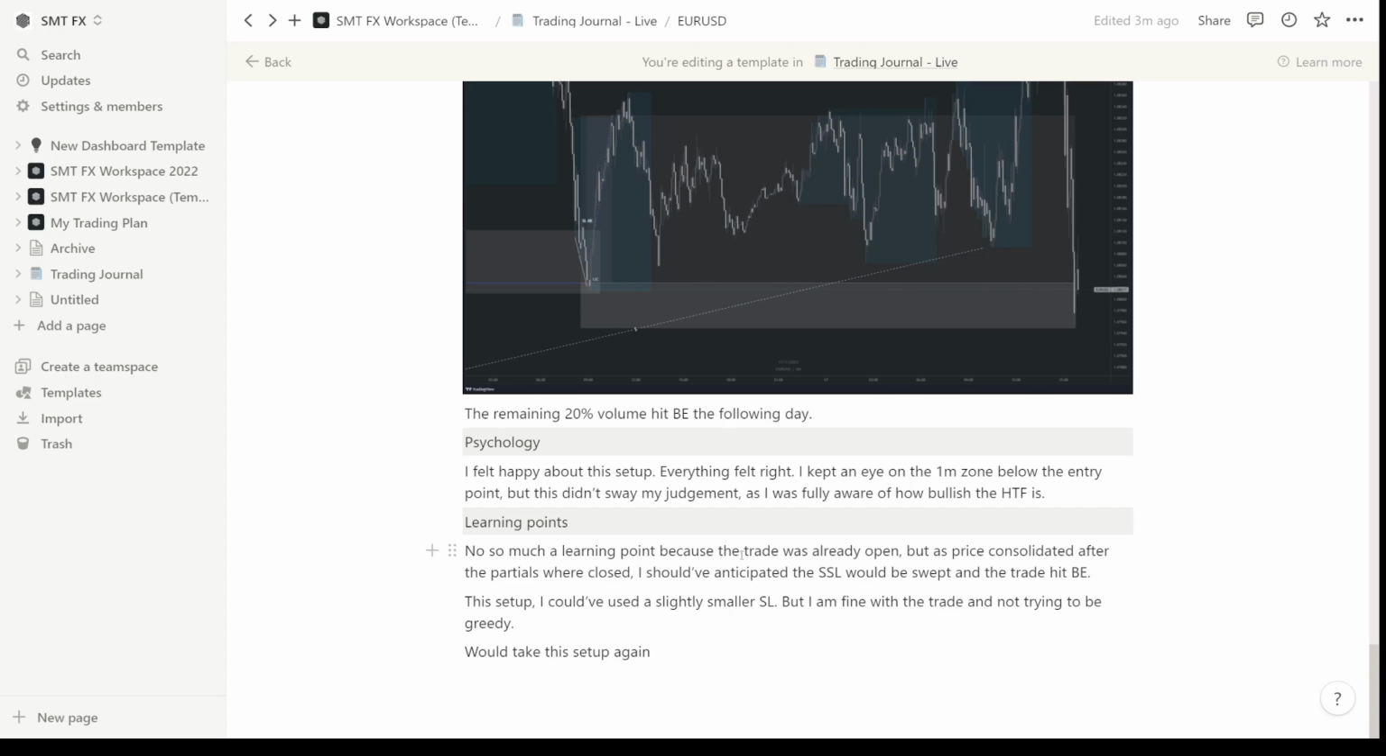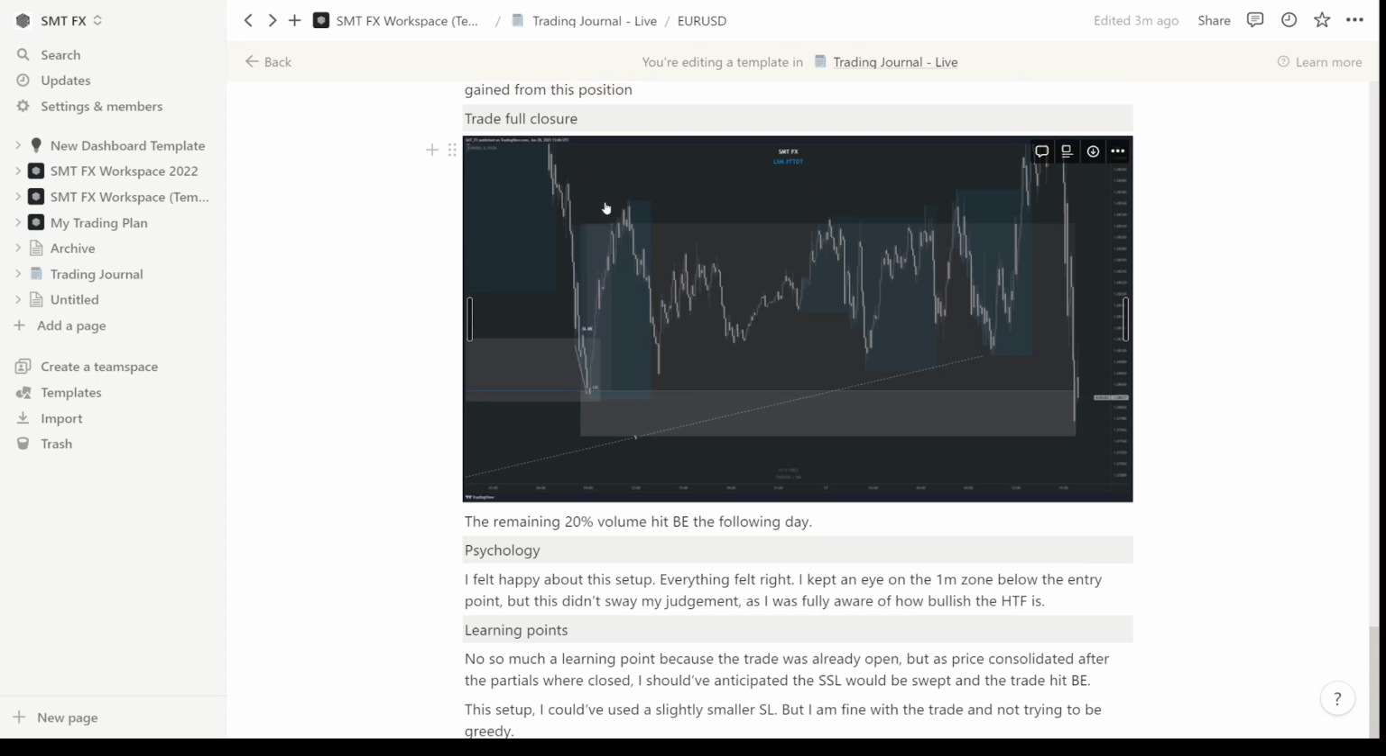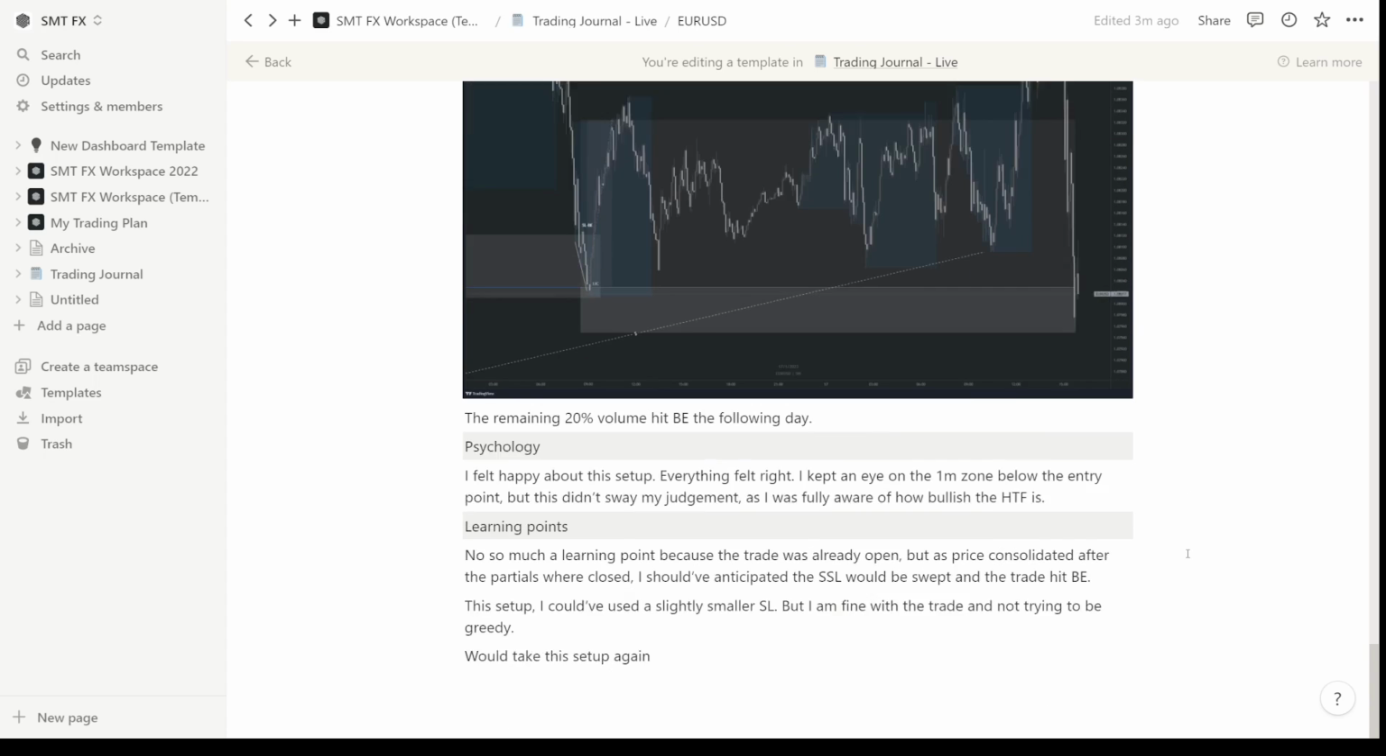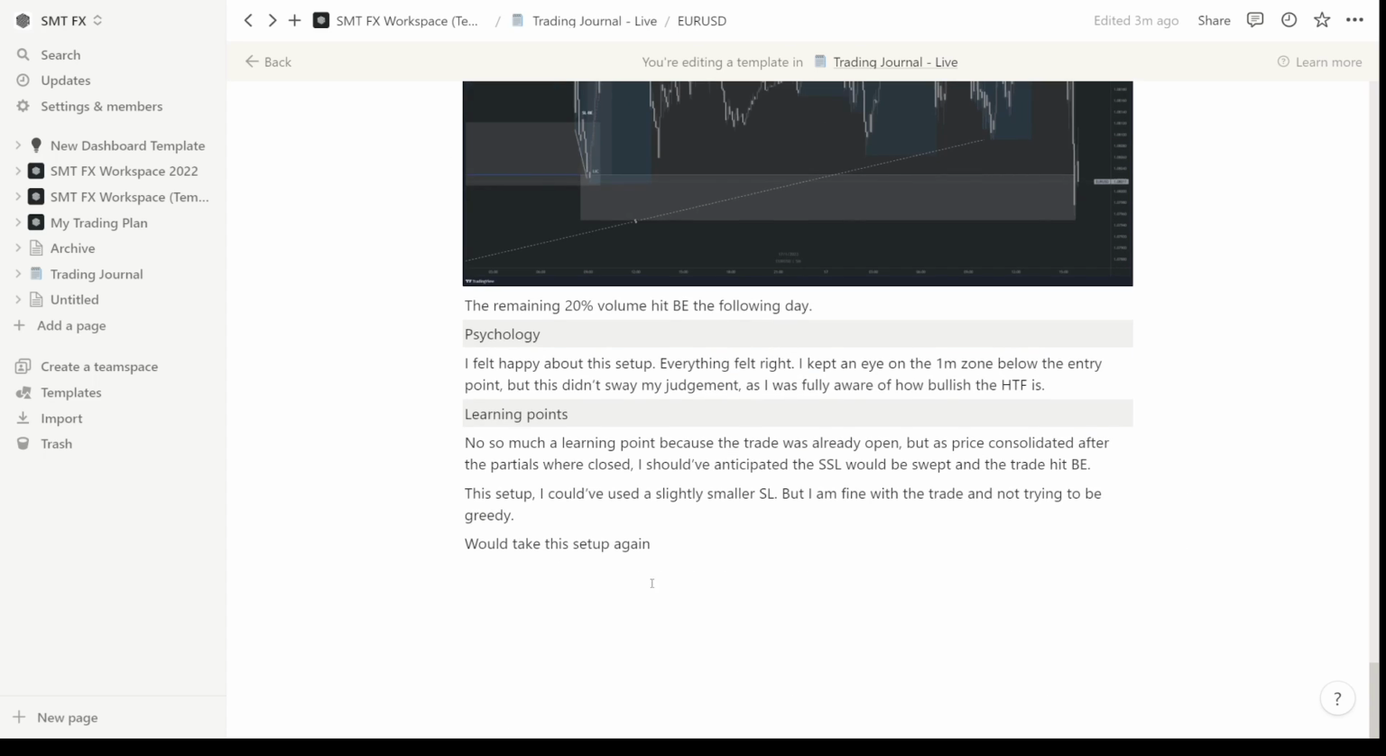But we can see price had consolidated after the partials were closed. I should have anticipated a sweep of the sell side liquidity, because after this, price did actually push back to the upside. So when we see a consolidation, if we see a sweep of buy side liquidity, it usually means price is going to push down. Then vice versa, if we see a sweep of sell side liquidity, then we may see price push back to the upside.